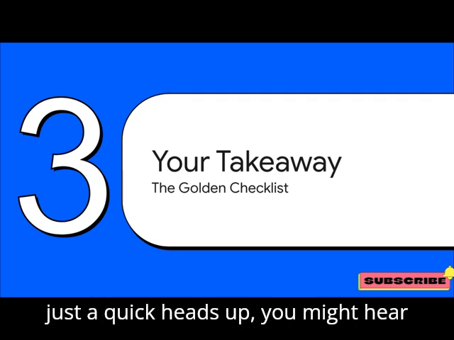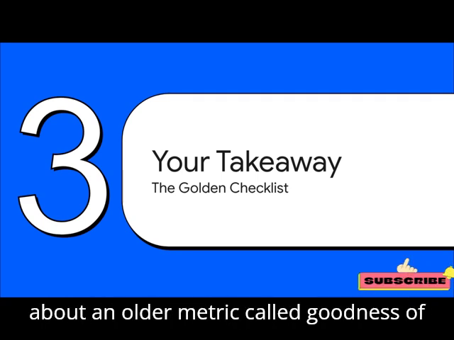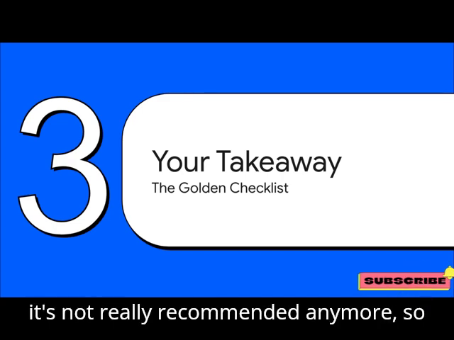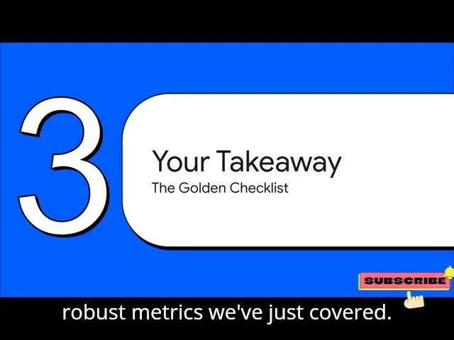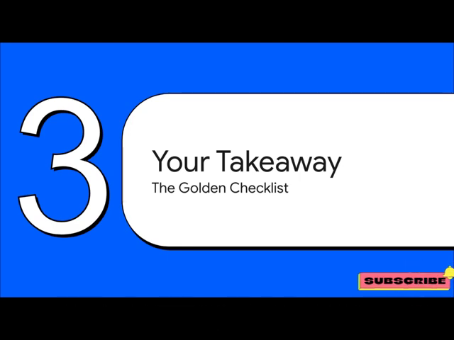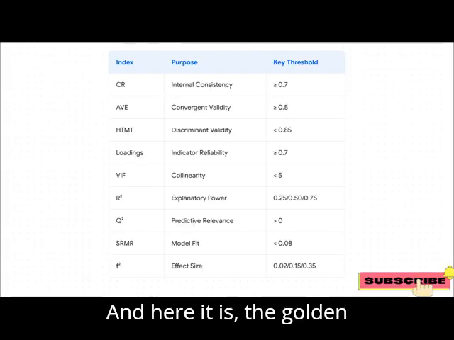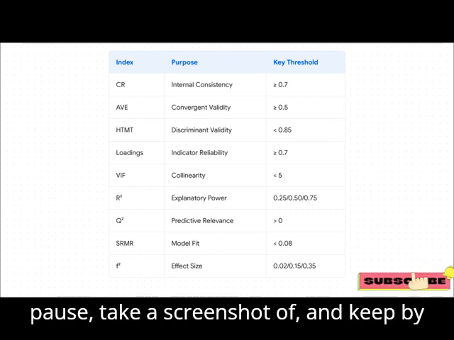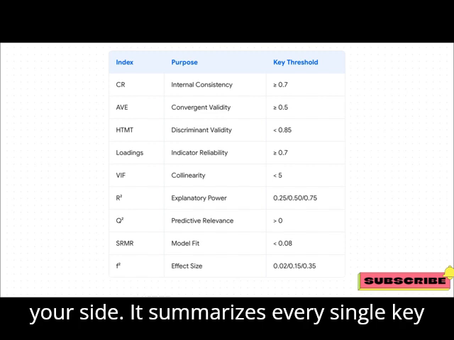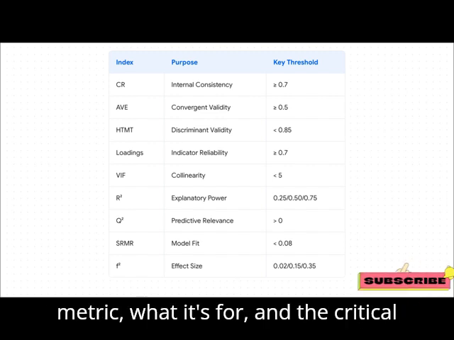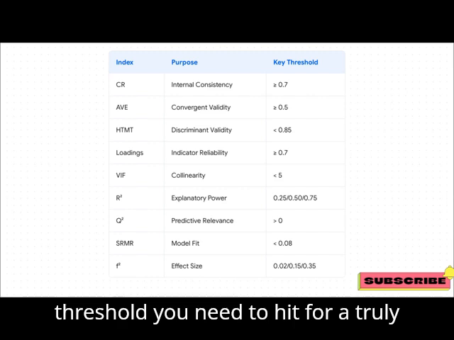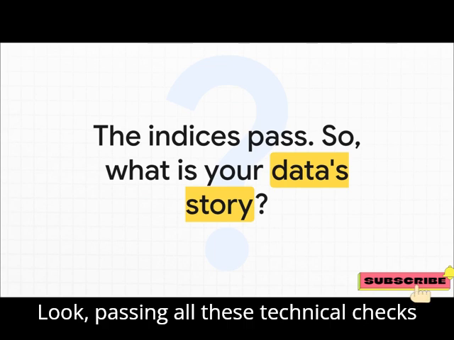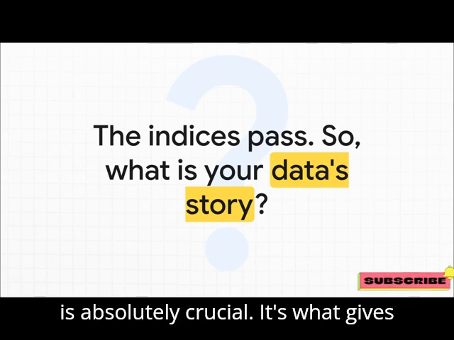Okay, let's pull all of this together. And just a quick heads up, you might hear about an older metric called goodness of fit, or GoF. The modern consensus is that it's not really recommended anymore, so it's best to just stick to these core, robust metrics we've just covered. And here it is, the golden checklist. This is the slide to pause, take a screenshot of, and keep by your side. It summarizes every single key metric, what it's for, and the critical threshold you need to hit for a truly rock-solid PLS-SEM model.